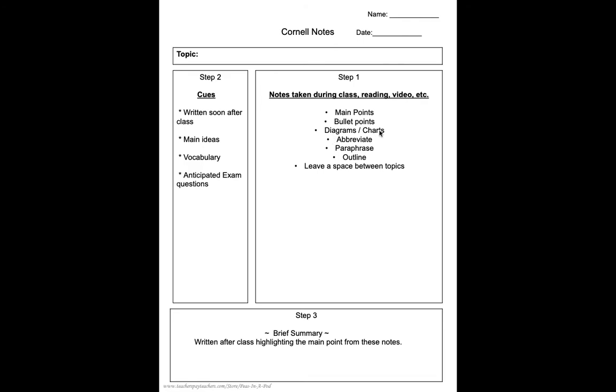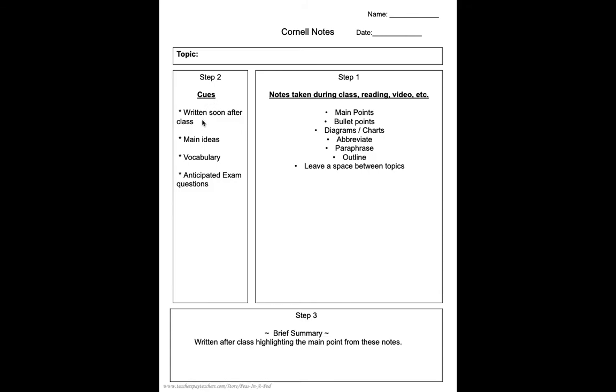You can use diagrams or charts if you need to, if they'll help you. And you should abbreviate your words, so shorten them and paraphrase. Say things in shortened versions. Don't write out the full sentence that the teacher said. Just kind of get the gist of it, the main ideas. And you'll want to do it in like an outline, not in paragraphs, and leave space between the topics in case you want to go back in and add things.